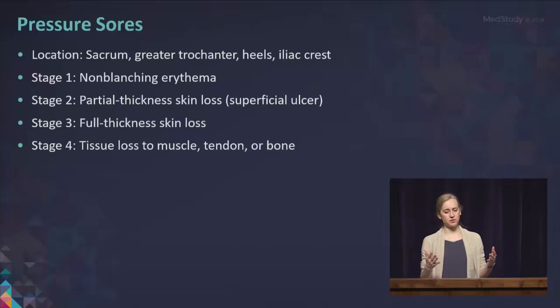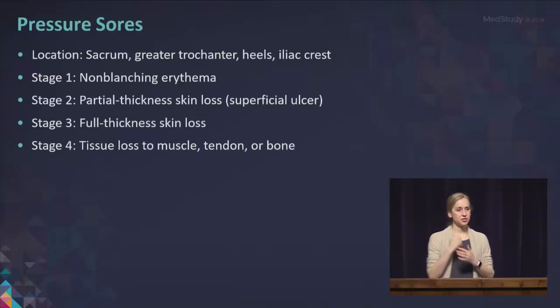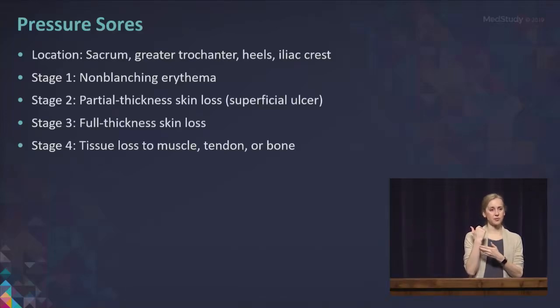So stage 1 ulcer means there's non-blanching erythema, right? I get erythematous if I lean against this for too long, but it always blanches. So if it doesn't blanch, it's a stage 1 ulcer. Stage 2 means I've started to lose skin, but it's not all the way through. Once it gets through my skin, then it's a stage 3 ulcer. And then stage 4 means that you see the muscle, tendon, and bone.